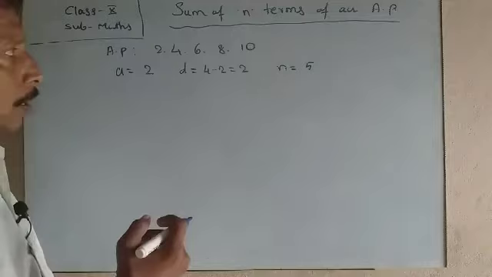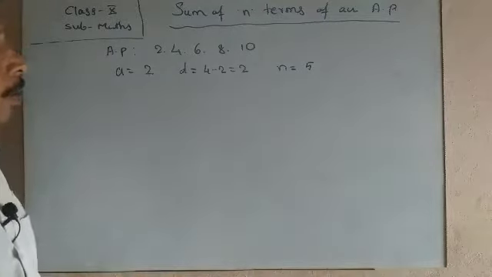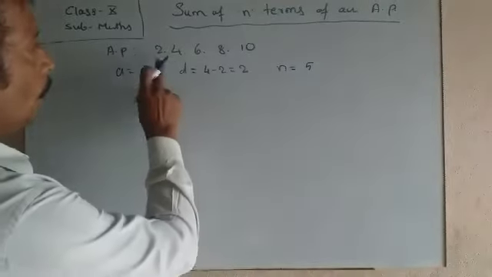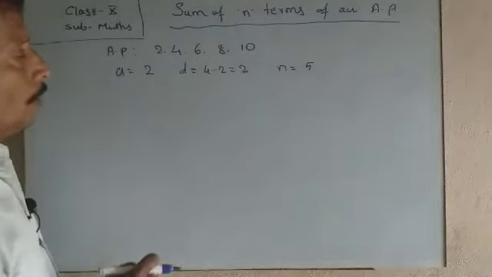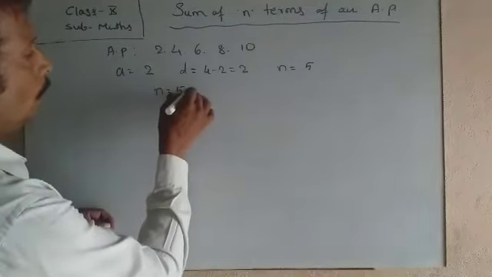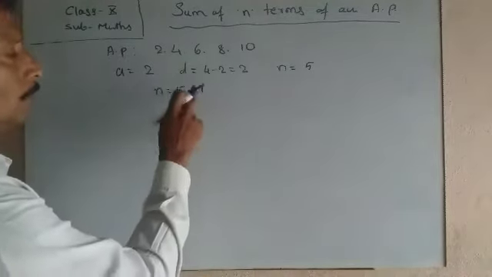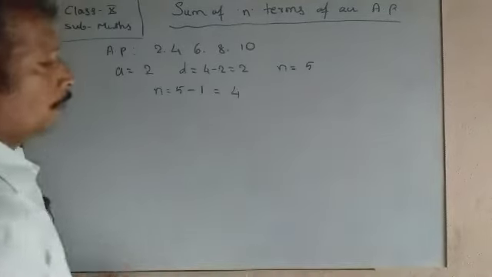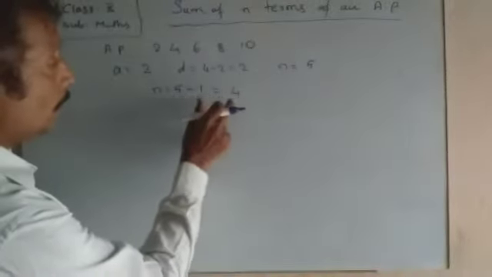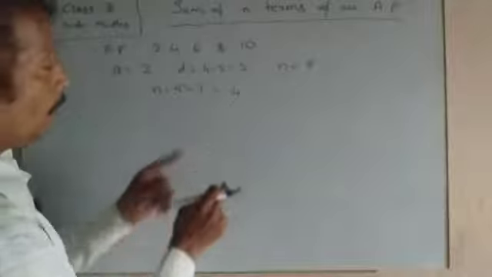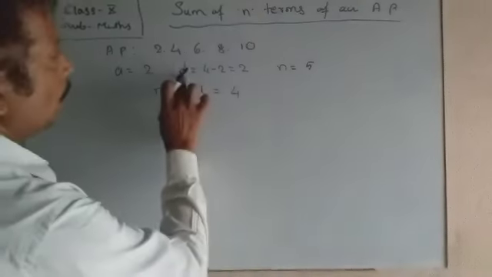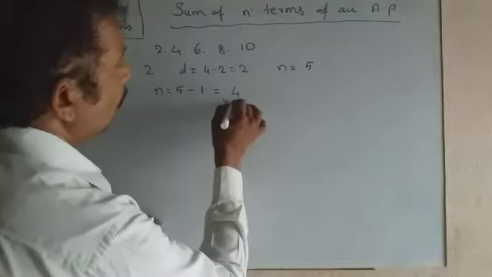Now students, to find the sum of all these terms in the given AP, we should first try to find out the formula. The total number of terms is 5. Subtract 1 from the number of terms: 5 minus 1 is 4. Multiply this difference by the common difference of the AP. The common difference of the AP is 2. Now multiply this by 2.